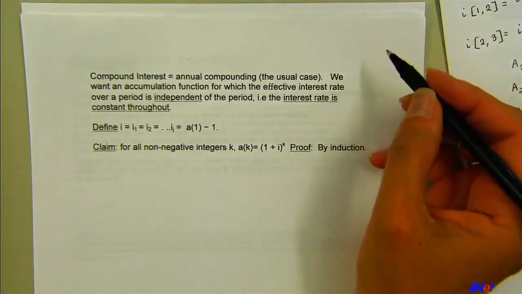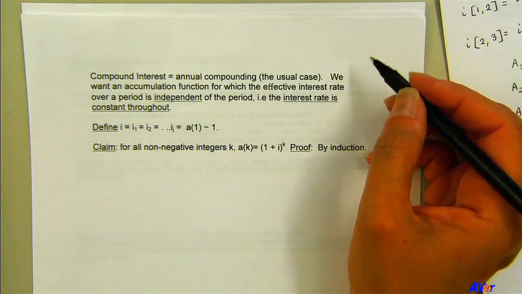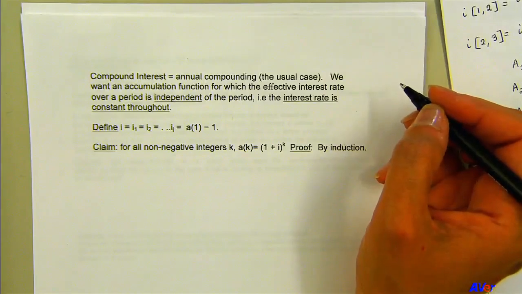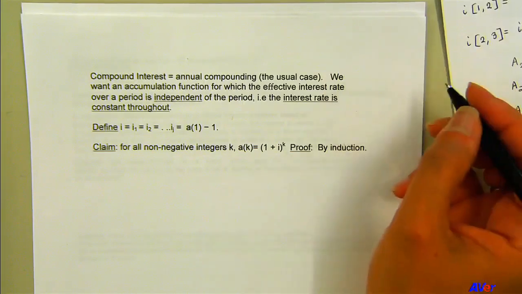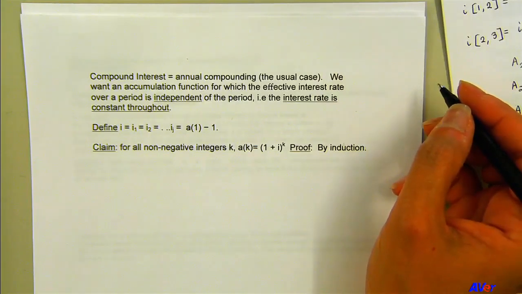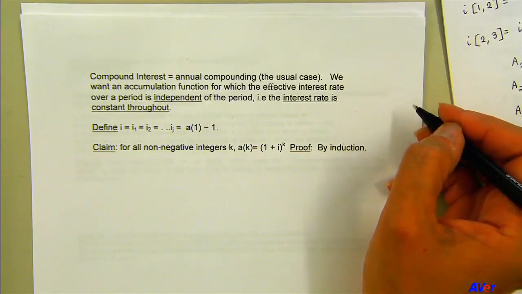We want an accumulation function for which the effective interest rate over a period is independent of the period, i.e., the interest rate is constant throughout. Claim: for all non-negative integers k, if i_k of t equals i, then a of k is equal to (1 + i)^k.